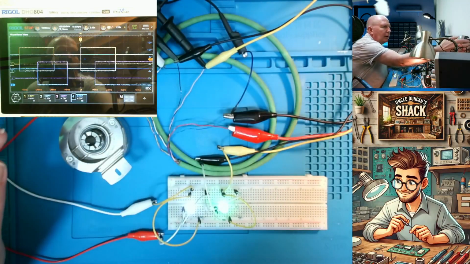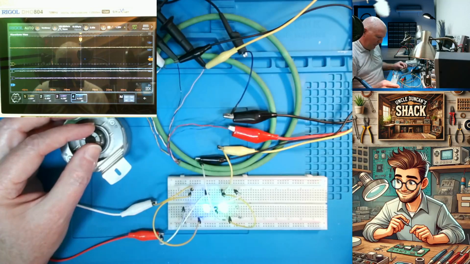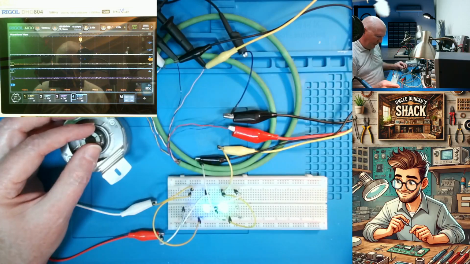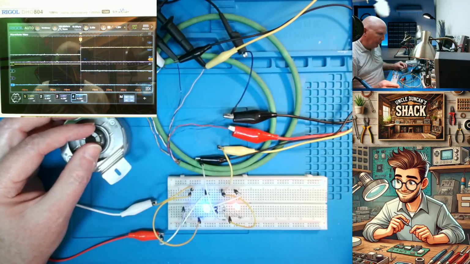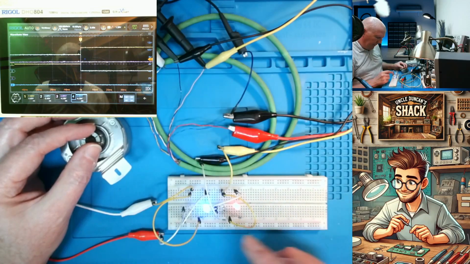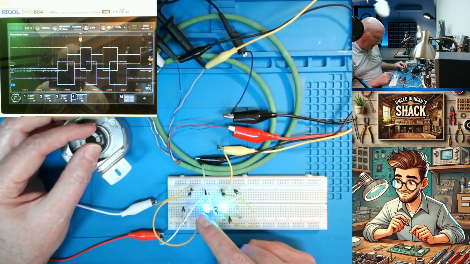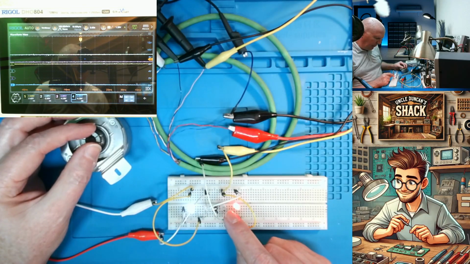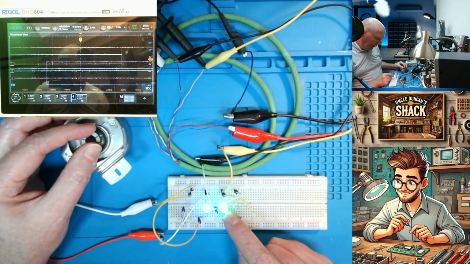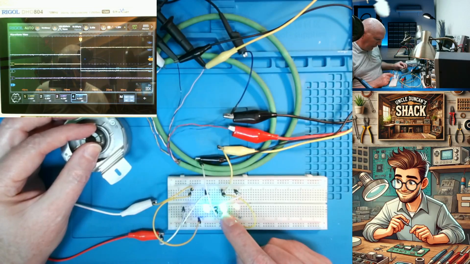let's roll the scope again. So as I change it, you can see channel A changing there on the scope, and you can see change of polarity. So that's channel A, that's channel B. So you can see them changing polarity. So we now turn it the other way, this pattern changes.